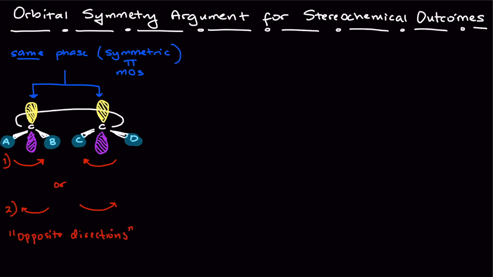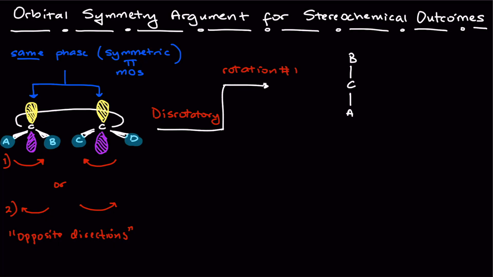Now, depending on how you rotate, let's say we do rotation 1, you can imagine that if you rotate the carbon containing A and B in a counterclockwise direction, B will now be oriented up and A will be oriented down, as well as if you rotate the carbon with C and D in a clockwise direction, C will be up and D will be down. And we note that in this particular scenario, you will have your sigma overlap between the purple lobes of the p orbitals on both carbons.